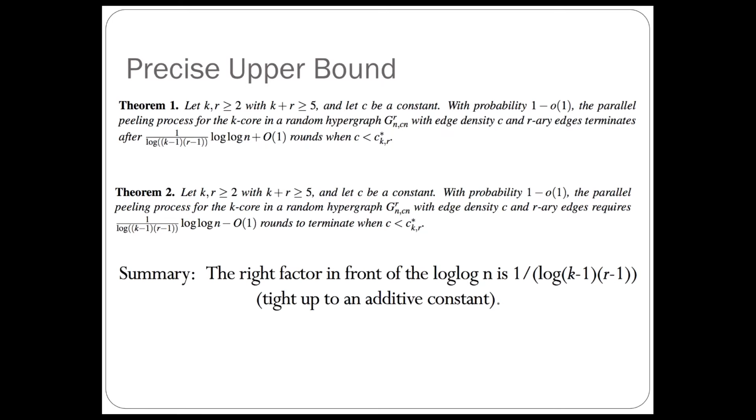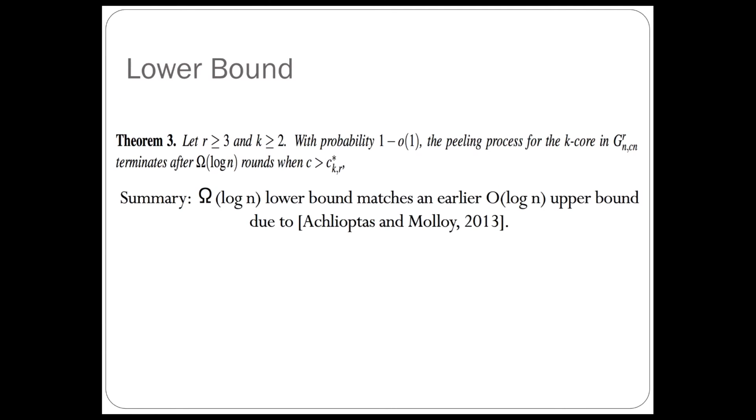Okay, so in a little more detail, this might be a little small, but the point of this slide is that our upper bound is tight up to an additive constant. So the correct leading constant in front of the log log n, in the below the threshold case, is 1 over log((r minus 1) times (k minus 1)). And in a minute, I'll give some intuition for why this is the right constant. So we understand this perfectly well. And then in the lower bound case, I just wanted to mention that our log n lower bound matches an earlier log n upper bound due to Achlioptas and Molloy. They were actually motivated by understanding the solution space of random satisfiability instances and not by algorithms, but it turned out that our lower bound matches their upper bound.